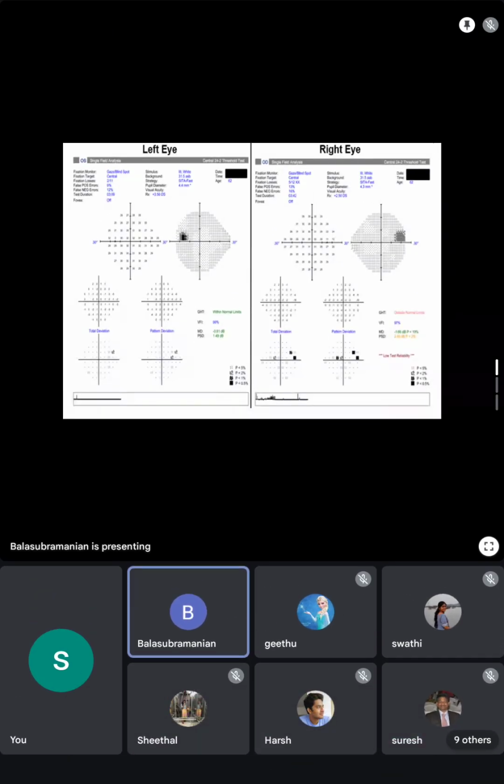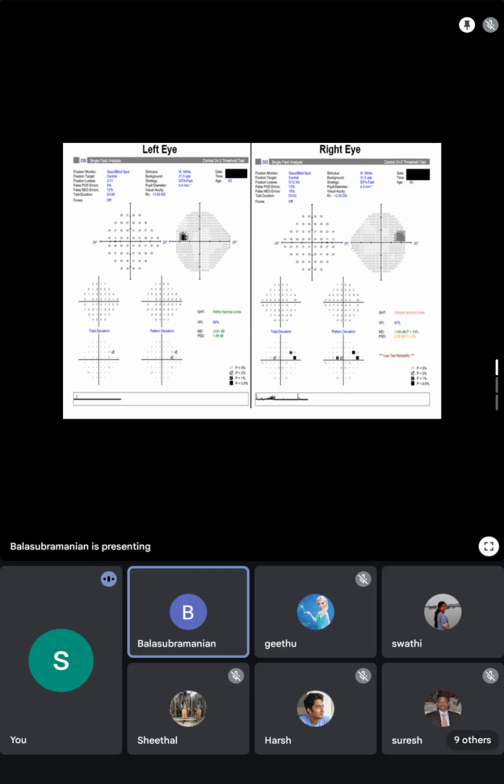Single field analysis of a 62-year-old person, of left and right eye. The fixation target is central. Left eye, with reliability indices good. The test duration is 3, and the stimulus used is size 3 wide stimulus.